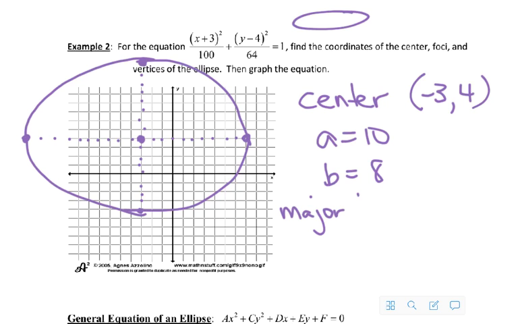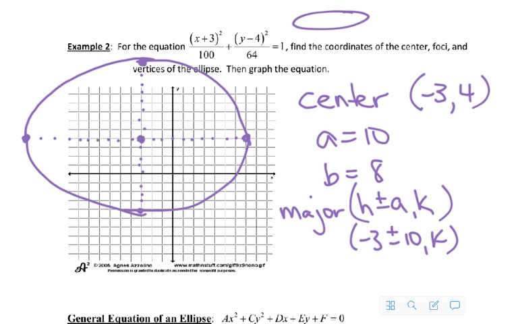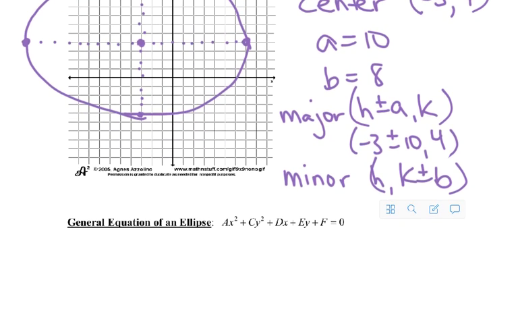horizontally, are going to be at h plus or minus a comma k. So it's going to be at -3 plus or minus 10 comma k, which means that it's going to be at, it's not k, it's 4. So it's going to be at 7, 4 and at -13, 4. The vertices on the minor axis are going to be at h comma k plus or minus b, which means it's going to be at -3 comma 4 plus or minus 8. So it should be at -3, 12 and at -3, -4.